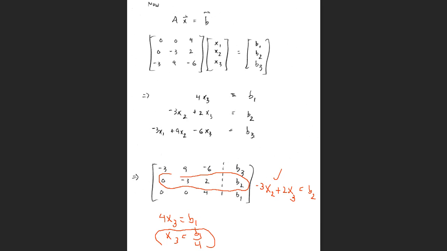Without any trouble? Yeah, we're back substituting. We can solve for x2. So we'll have x3, x2, and then we can look at the first equation here. First equation is negative 3x1 plus 9x2 minus 6x3 equals b3. And also that equation as well.